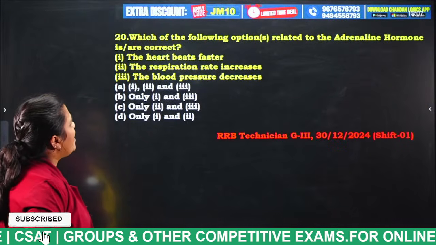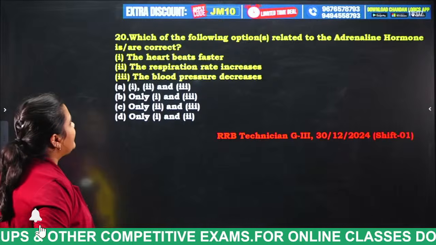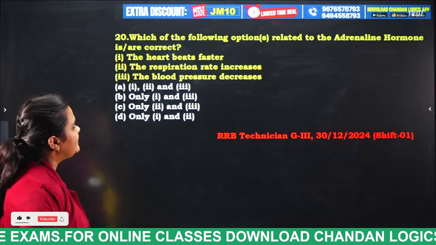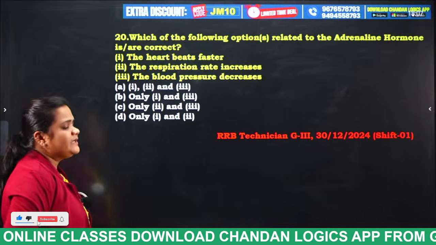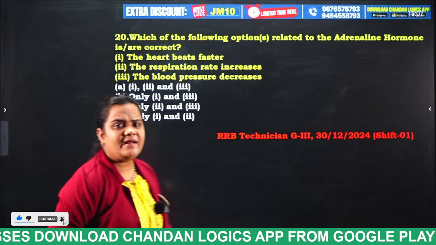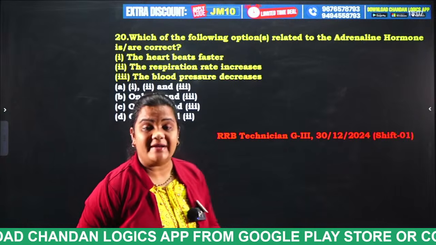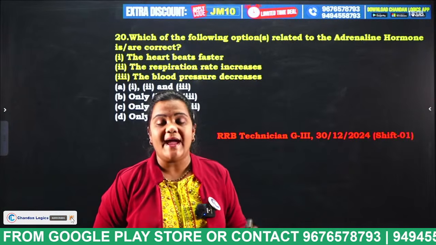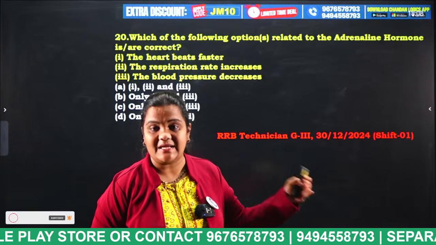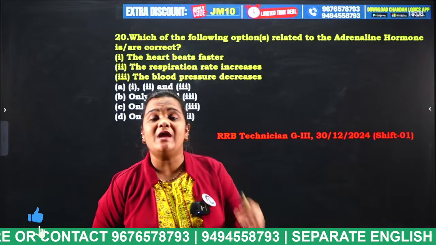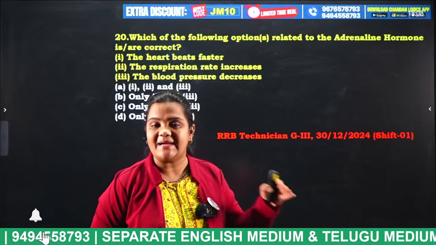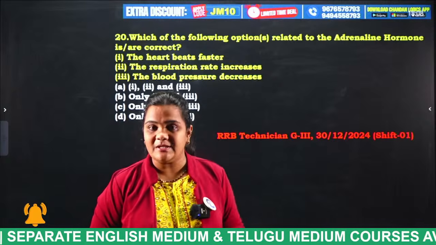Which of the following options related to the adrenaline hormone are correct? The heart beats faster, the respiration rate increases, the blood pressure decreases. So what is this adrenaline? The adrenaline hormone is the one which is secreted by the adrenal gland. Now, tell me where this adrenal gland is located. In which part of our body is the adrenal gland located? Mention in the comment section, students.